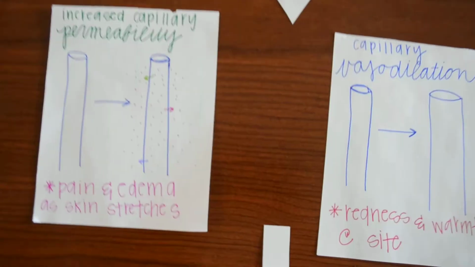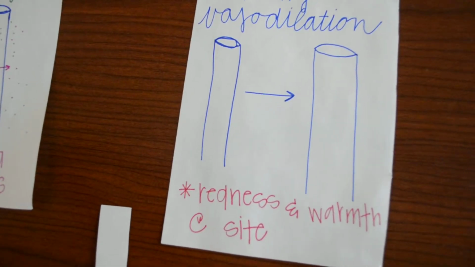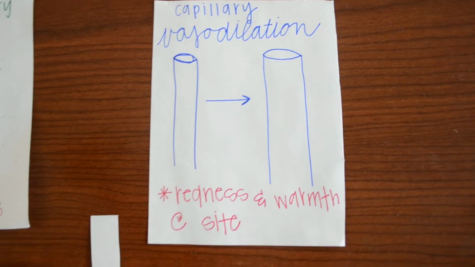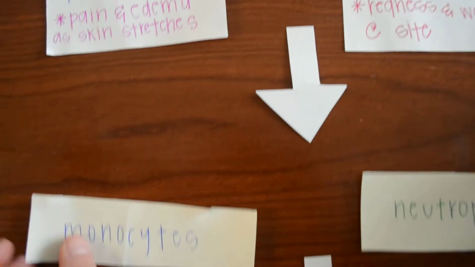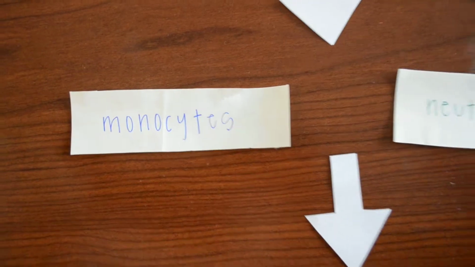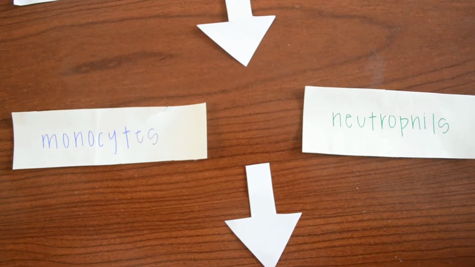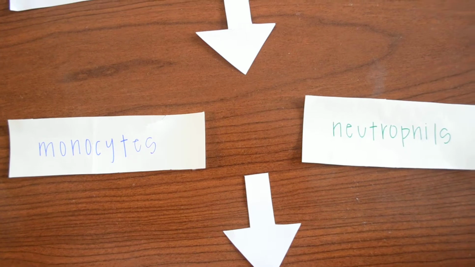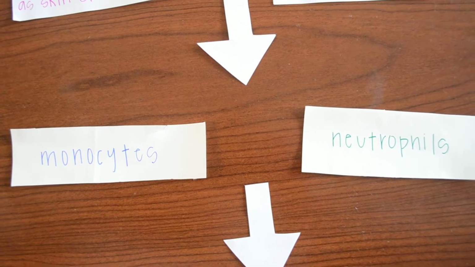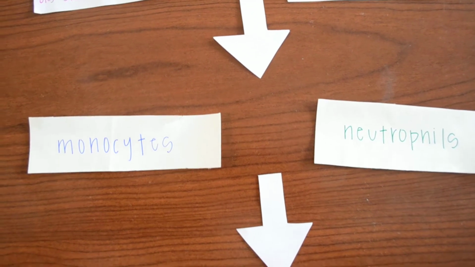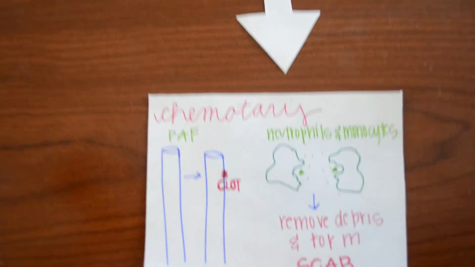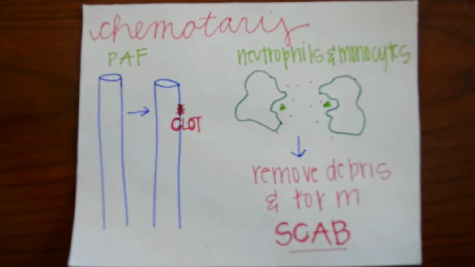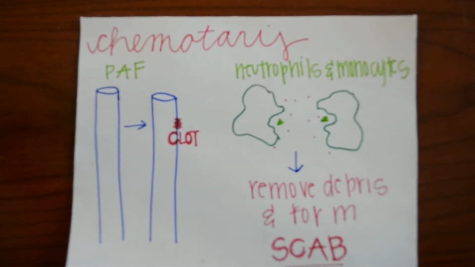It's also going to cause capillary vasodilation, which brings more blood to the site, and you see redness and warmth at the site of the injury. Lastly, by chemotaxis, which is just calling in of all the players in this game, we have monocytes and neutrophils that come in response to bacteria or foreign objects being in the injury site. And then monocytes and neutrophils are going to cause a blood clot to stop from bleeding, and they're also going to phagocytize the foreign materials to remove it from the site and form a scab to promote healing.